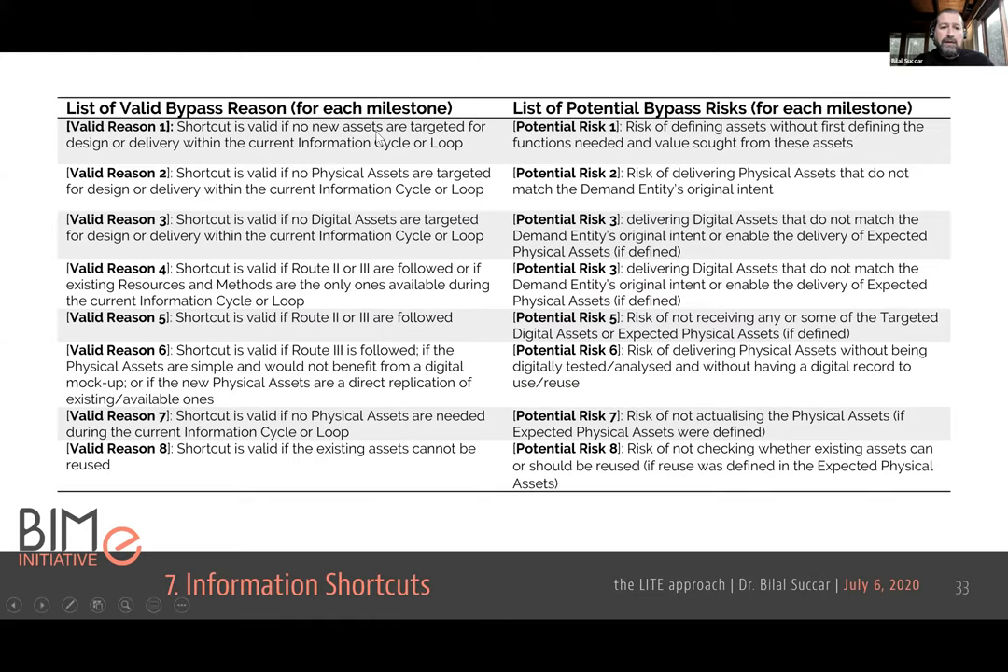Okay, so let's take an example of valid reason 2, meaning to skip milestone 2. This is valid if no physical assets are targeted for design or delivery within the current information cycle or loop. And again, remember, you could have multiple loops for smaller assets. Don't always think of asset as the big building. It could be one column, okay? It could be one floor. It could be one building within a campus. But also there's a potential risk for missing that, which is the risk of delivering a physical asset that does not match the demand entity's original intent, okay? So unless you know what you're doing, you cannot skip a milestone.